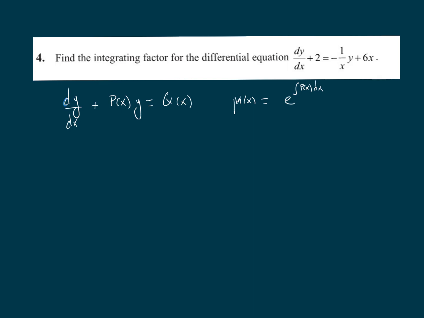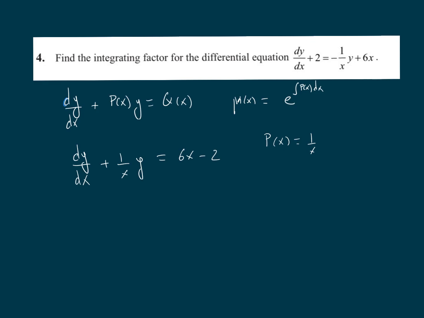So I need to rewrite this equation in standard form. Let's do it. It will be the derivative of y with respect to x. I will take this term and put it on the other side, plus 1 divided by x multiplied by y equals 6x minus 2. And now it's written in standard form. Who is p of x? p of x is 1 divided by x.